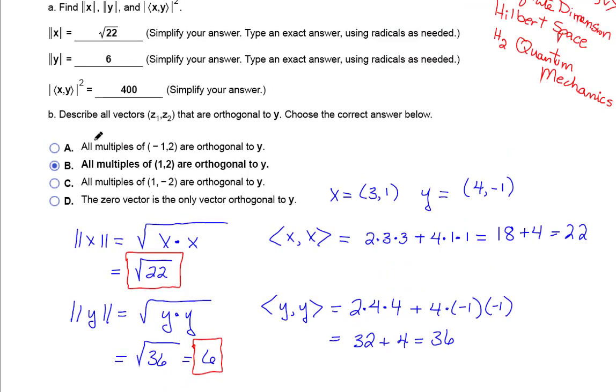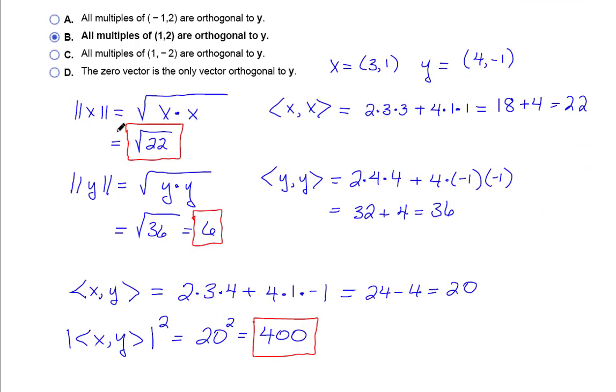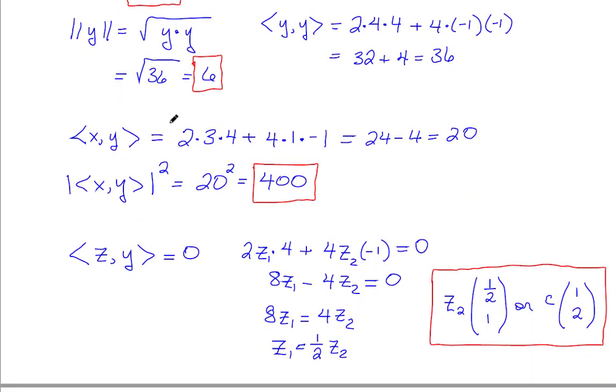What else did they ask us to find? They asked us to find, see, this is absolute value. So they want us to find x inner product with y, get that number, take the absolute value and square it. All right, so let's see. What is x times y? So it's 2 times each of the components, 4 times each of the components, and so we get 24 minus 4 is 20. 20 squared, don't need the absolute value here, is 400.